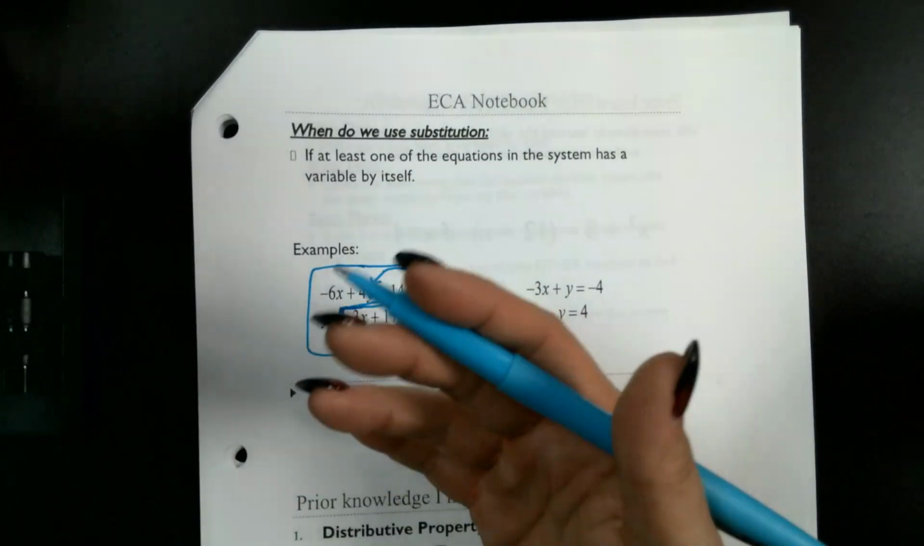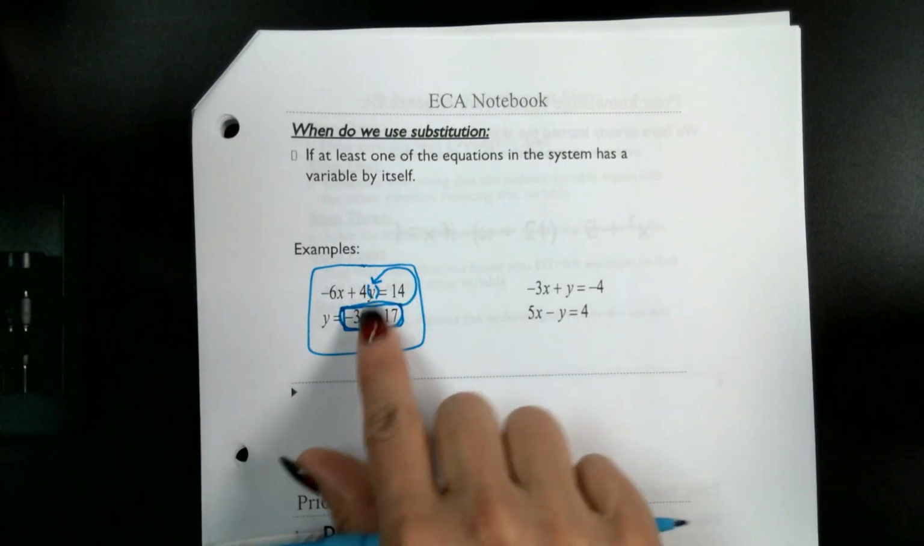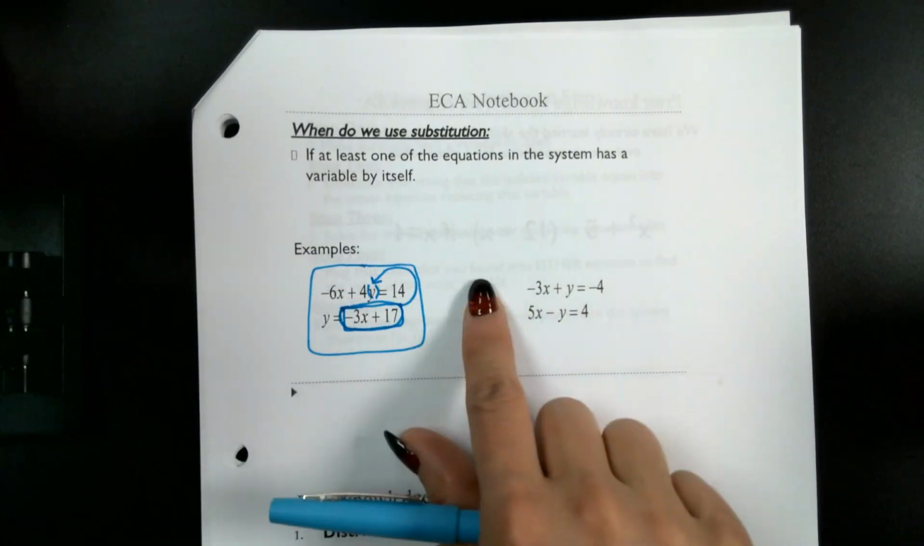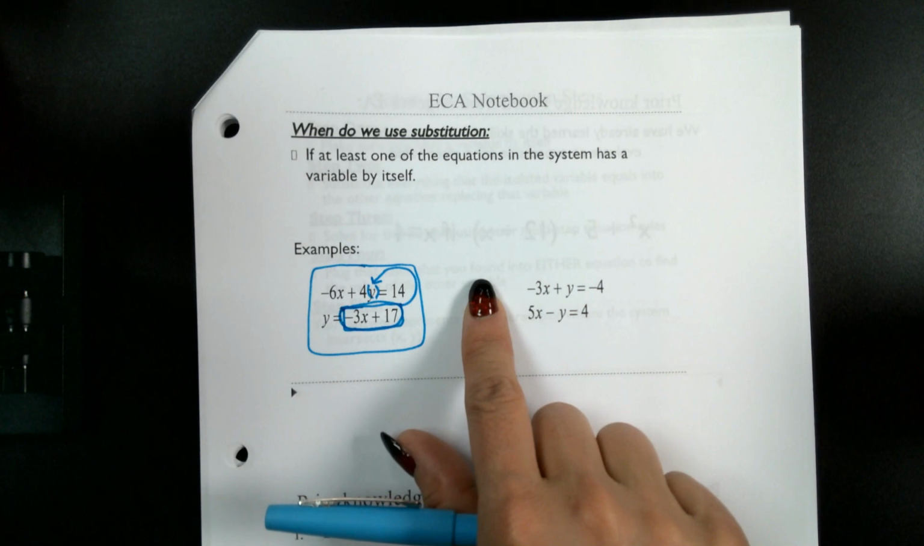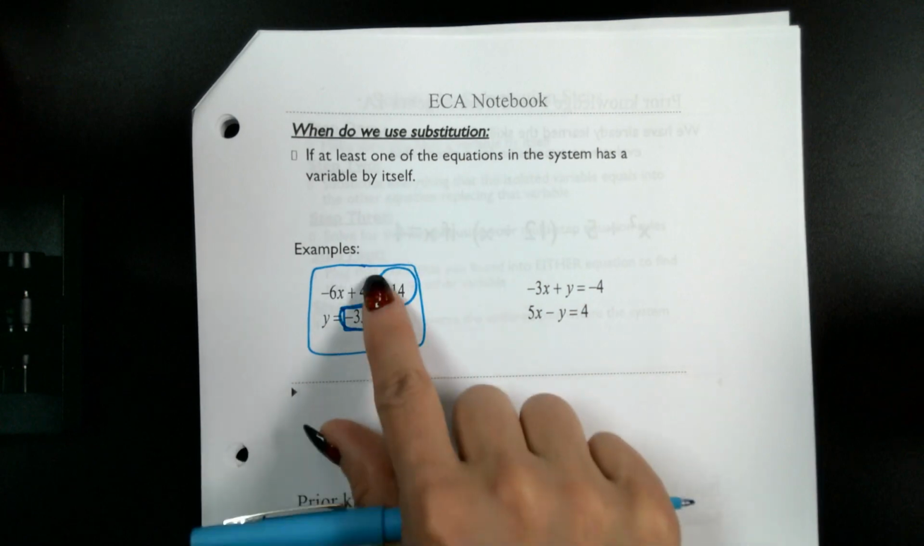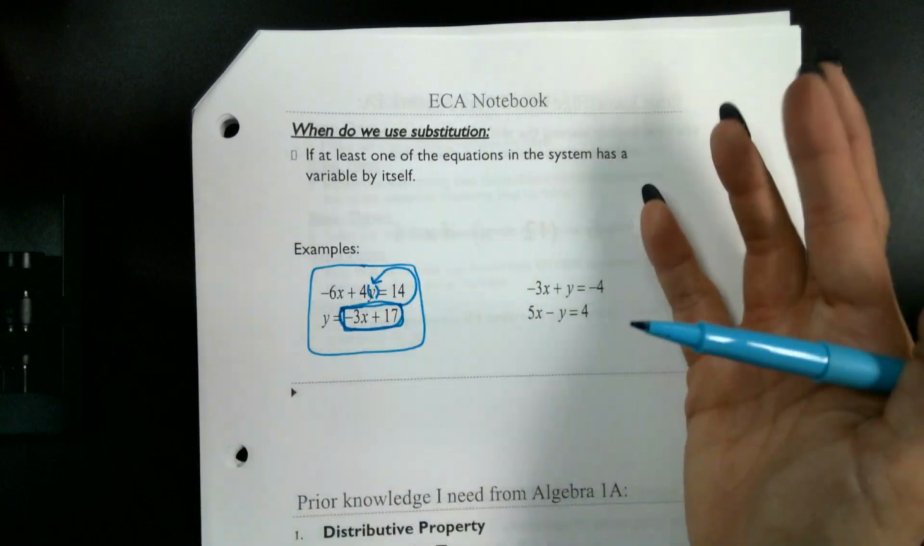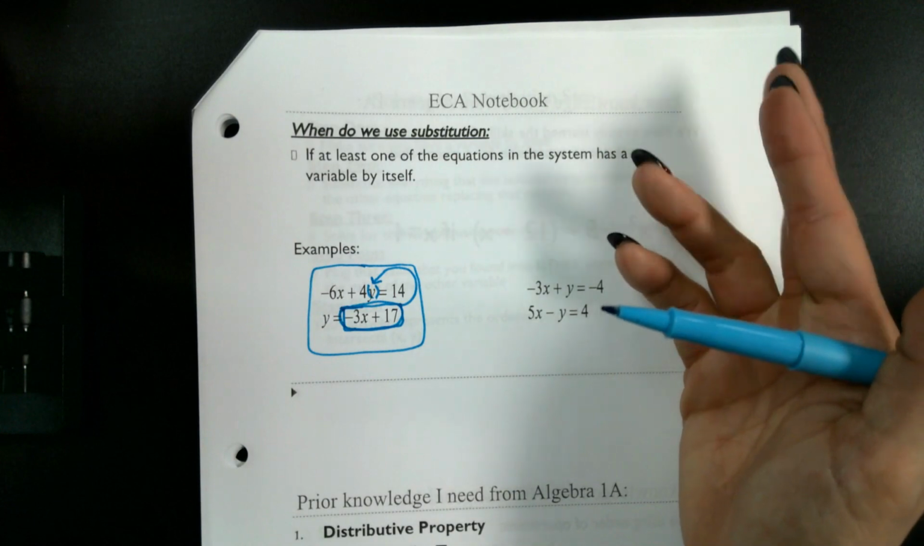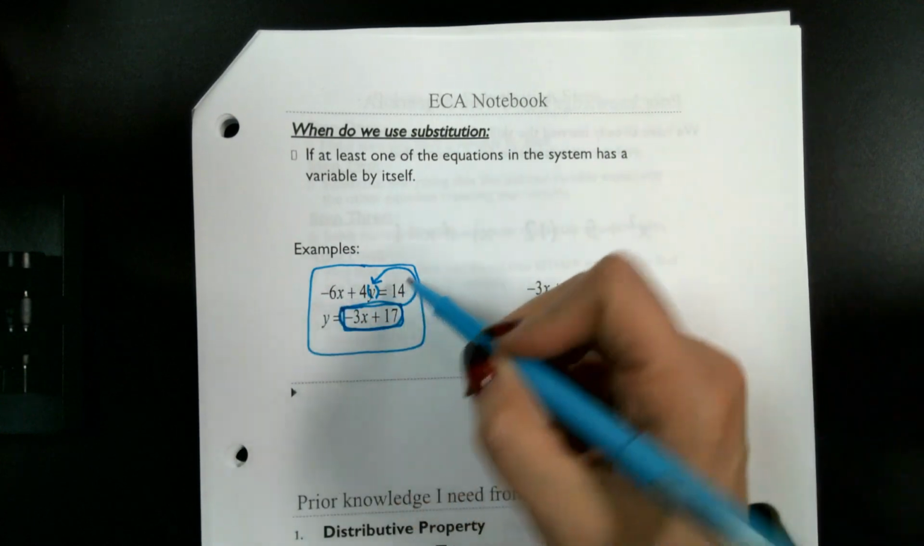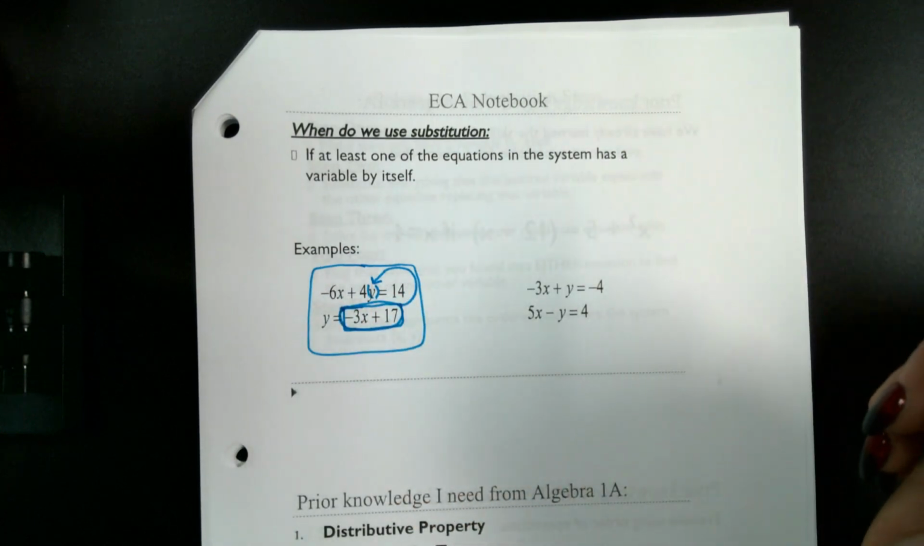The benefit of doing that is if I put this here, won't I just have x's in my equation? If I take the y out and put this in, the y's are gone and all we have are x's, so we'd be able to solve that for x. You can't solve an equation that has an x and a y.